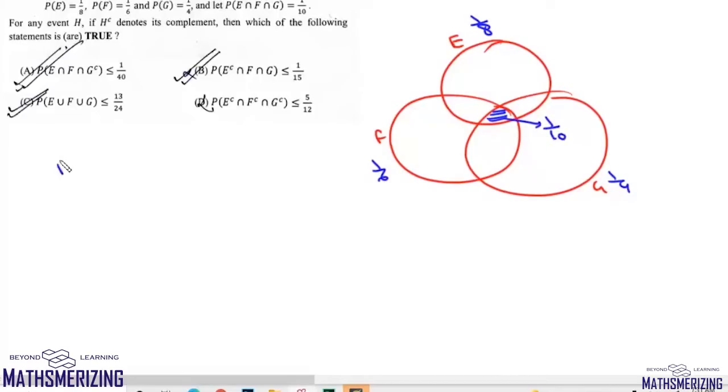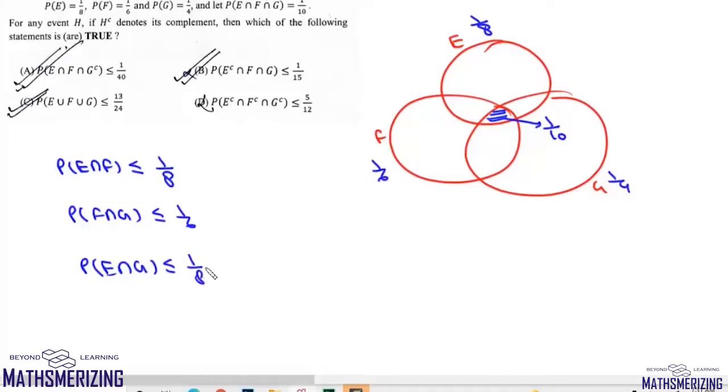Now we know that the probability of E intersection F will be less than or equal to the minimum of the probability of E and F, and between E and F the smaller value is 1 by 8, so it will always be less than or equal to 1 by 8. In the same way, the probability of F intersection G will be less than the smaller value between F and G, which is 1 by 6, and in the same way the probability of E intersection G will be less than or equal to 1 by 8.